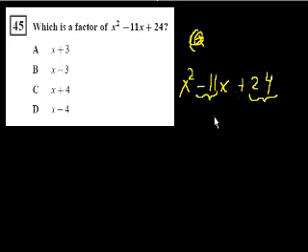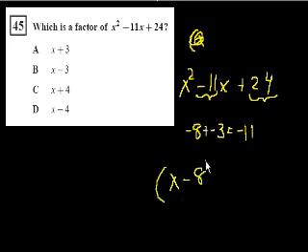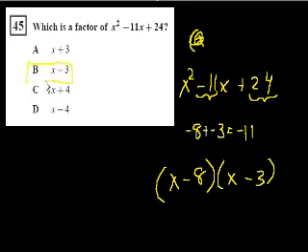And hopefully 8 and 3 pop out at you, because minus 8 plus minus 3 is equal to minus 11. That's that. And then minus 8 times minus 3 is positive 24. So this can be factored as x minus 8 times x minus 3. And if we look at their choices, they had x minus 3 there.